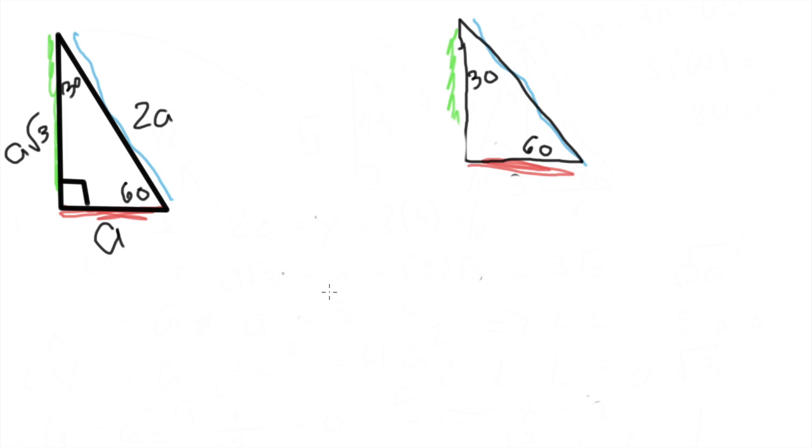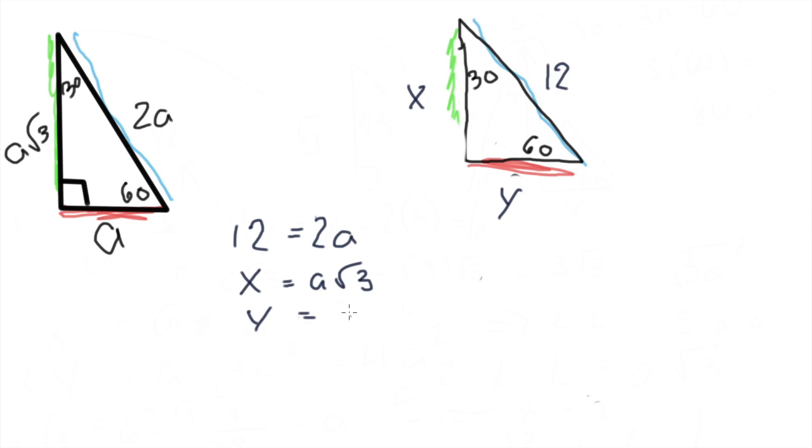Let's say I give you that the hypotenuse is 12, and I want you to find side x, and I want you to find side y. So we know that 12 is equal to 2a, because blue equals blue, or hypotenuse equals hypotenuse. We know that x equals a root 3, because they're both the long legs, and we know that y equals a, because they're both the short legs.